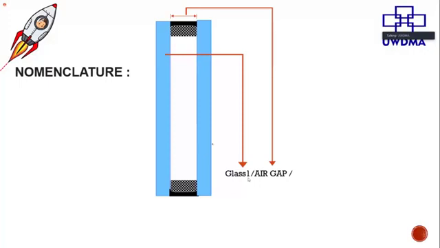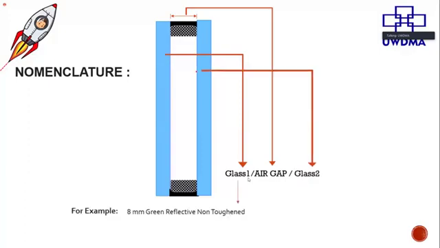Then you have your glass, normal, and how you're naming it. First your glass one, then air gap, then glass two. For example, your 8 mm green reflective non-toughened glass, then you're mentioning the air gap, and then you're mentioning the 5 mm clear toughened glass.